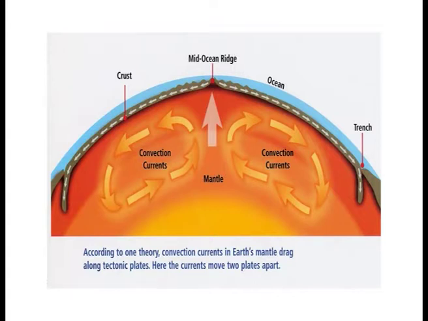Convection currents rise and spread below divergent plate boundaries and converge and descend along convergent plate boundaries. The sources of heat for the generation of convection currents are cooling of Earth's core, radioactivity within the mantle and crust, and cooling of the mantle.